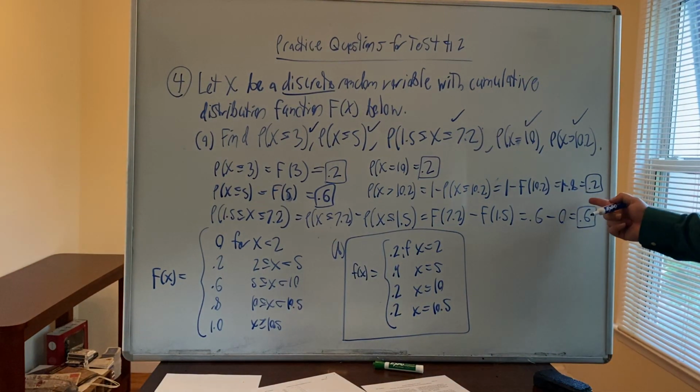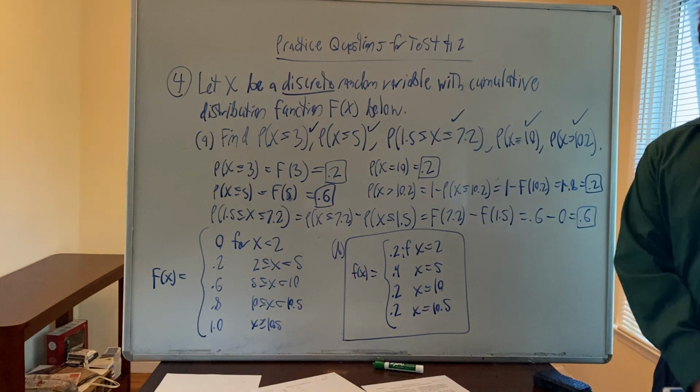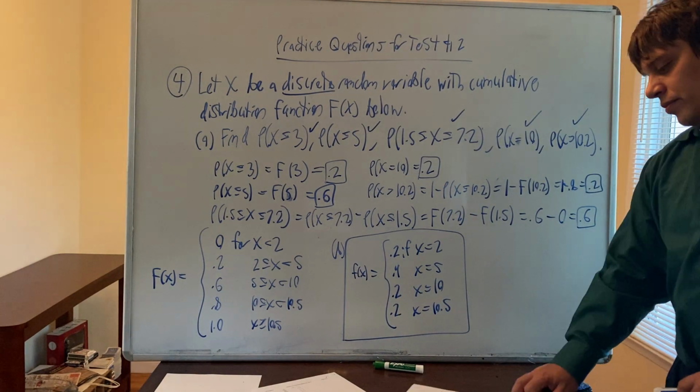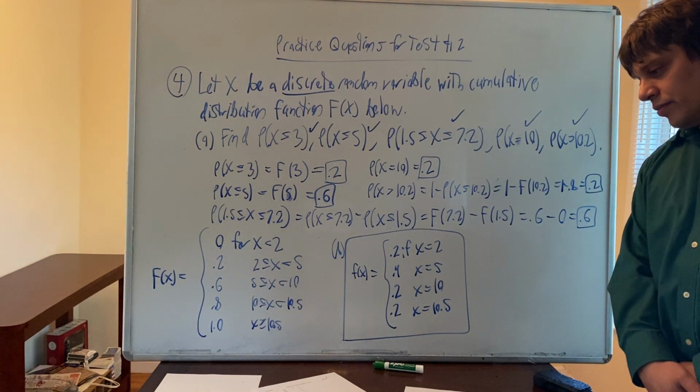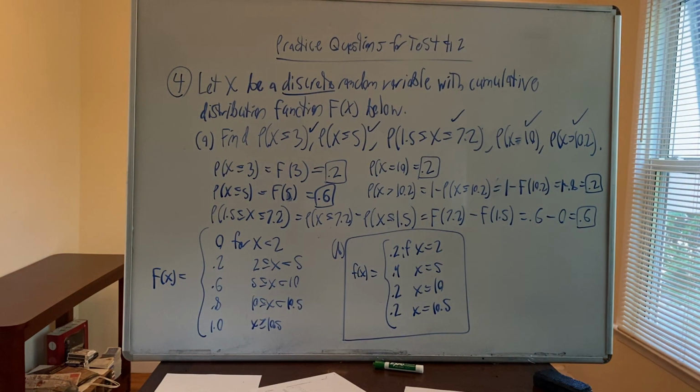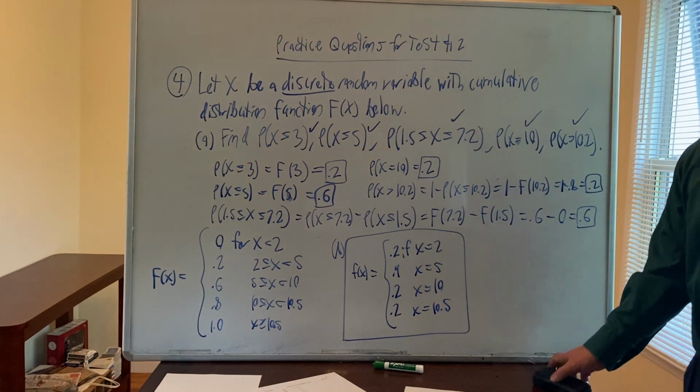Okay, so I boxed the 5 answers for part A and boxed the 1 function for part B. So that's number 4. Okay, let's keep going.